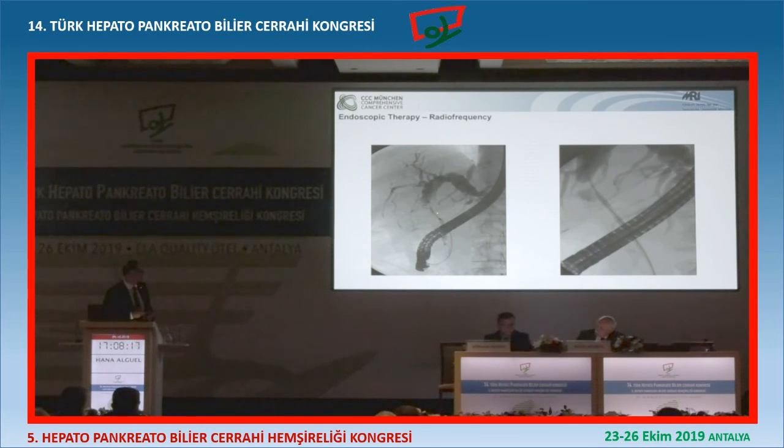Here you can see the stricture. This is the hilum. You can see it's very, very tight. And this is the radiofrequency tube that you can place into the stricture. And the heat is produced between these two metal zones. And then you can apply heat to the tumor with some effect on the stricture.